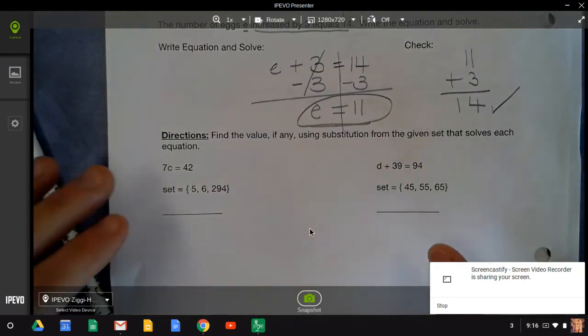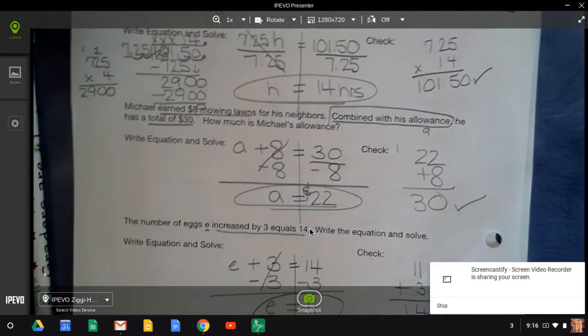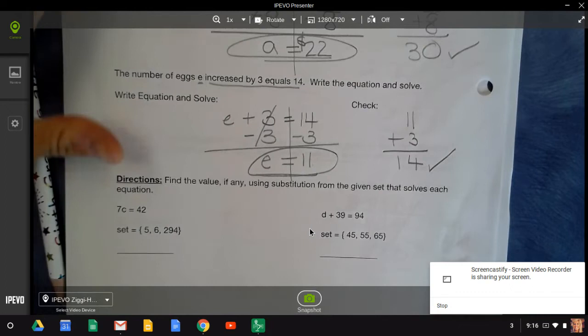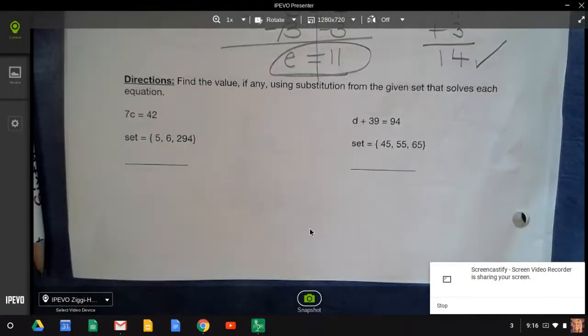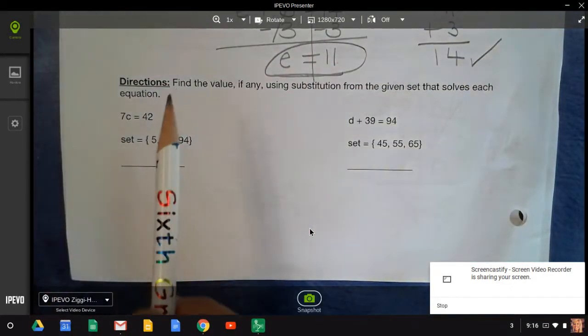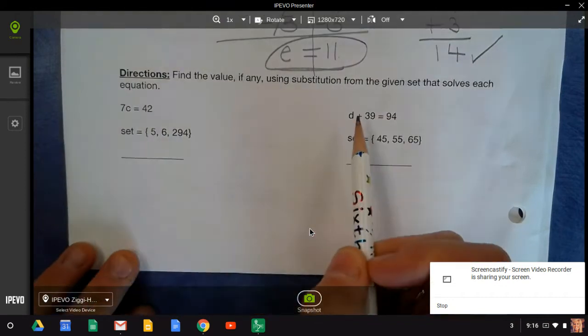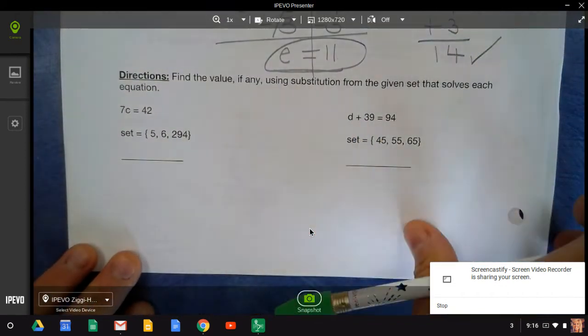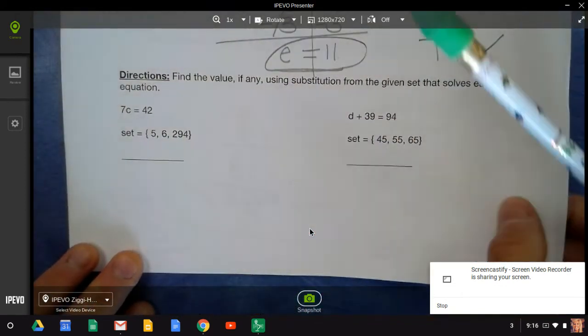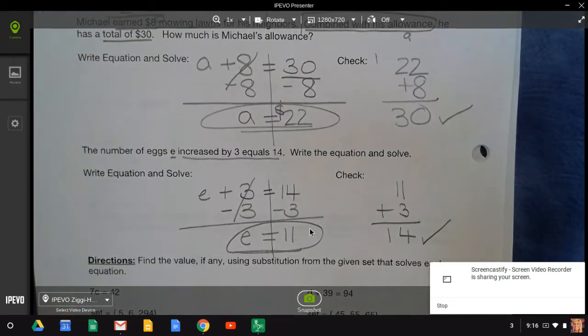You should still be in this same packet that we've been working in all week. And today we're going to finish up this packet. So the front and the back of this last page. So I'm going down to where it says directions, find the value, if any, using substitution from the given set that solves each equation. So this is a little bit different than what we've done in the past few days.